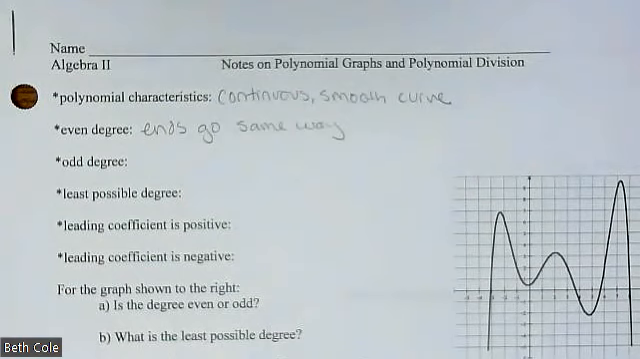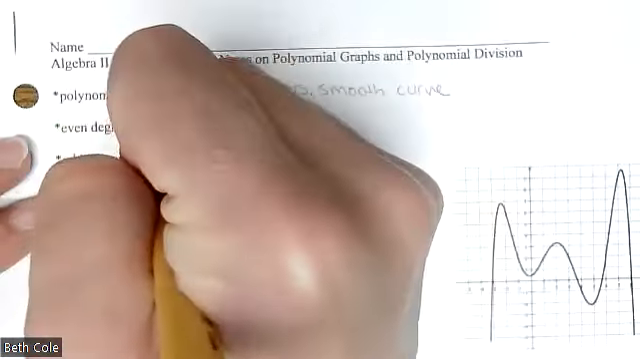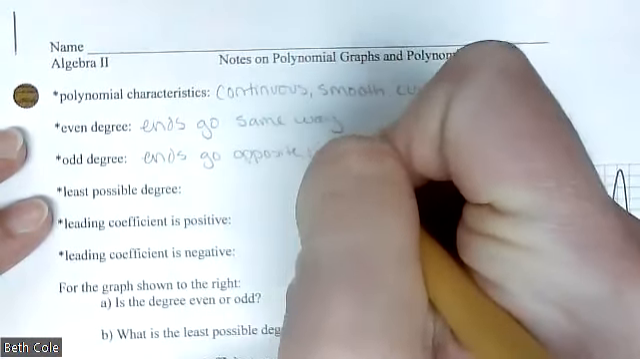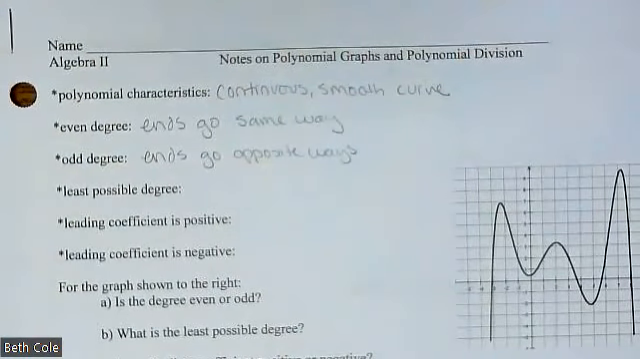So if the ends go the same way, it's even. For an odd degree, the ends go opposite ways. Which is convenient: odd, opposite. The ends go opposite ways, it has an odd degree.